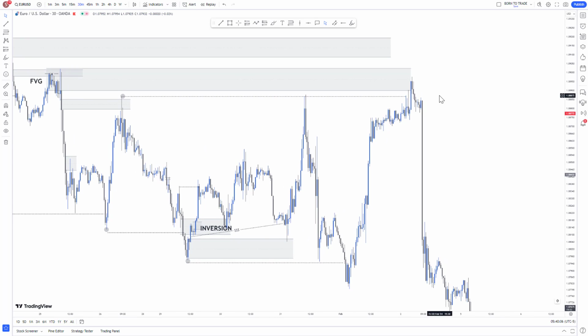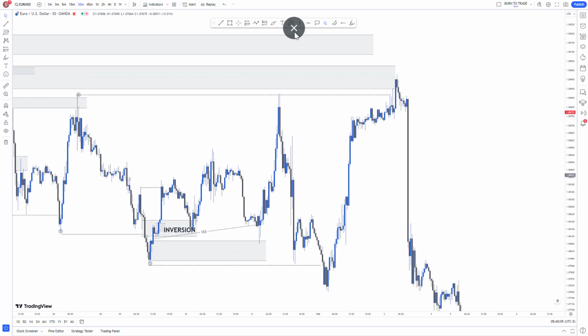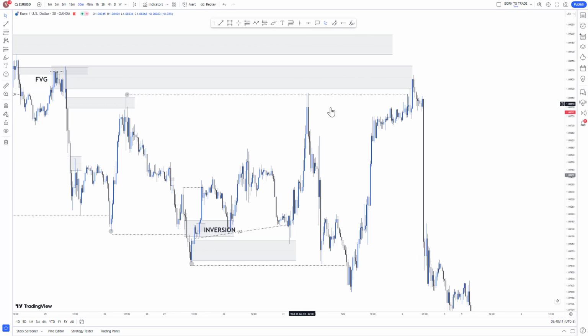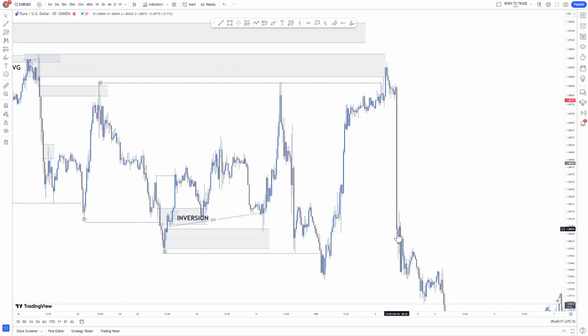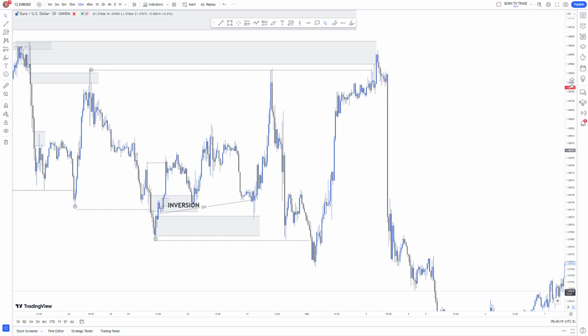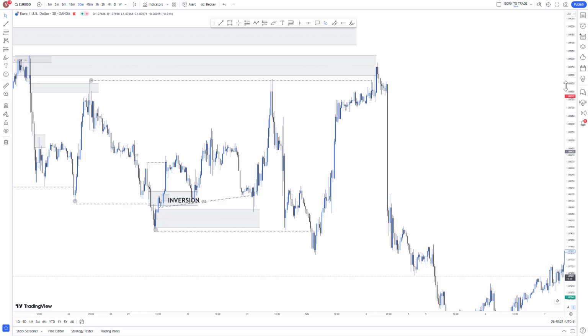Now at this point, before NFP, what we see is price sweeps these highs, mitigates that particular zone, and you see price pushed to the downside during that major news event, which occurs on the first Friday of every month.